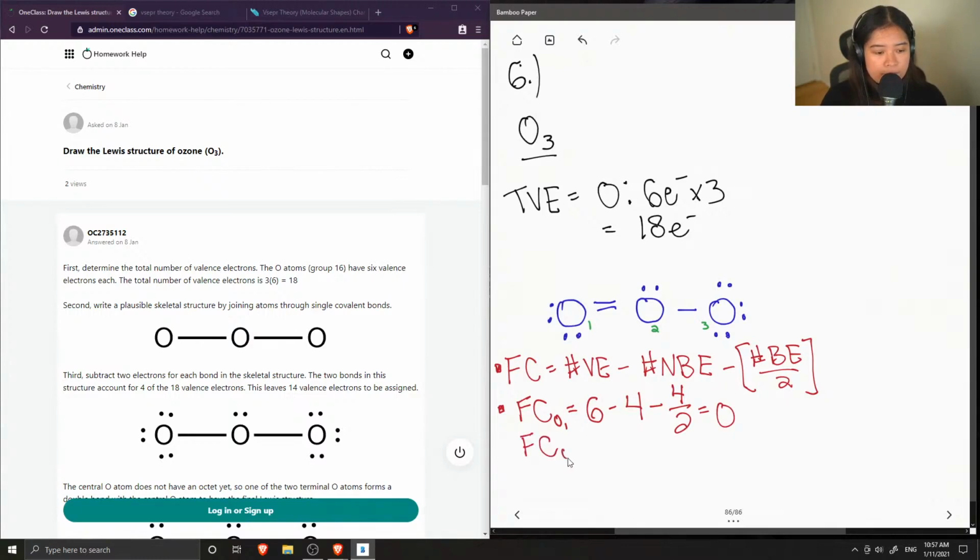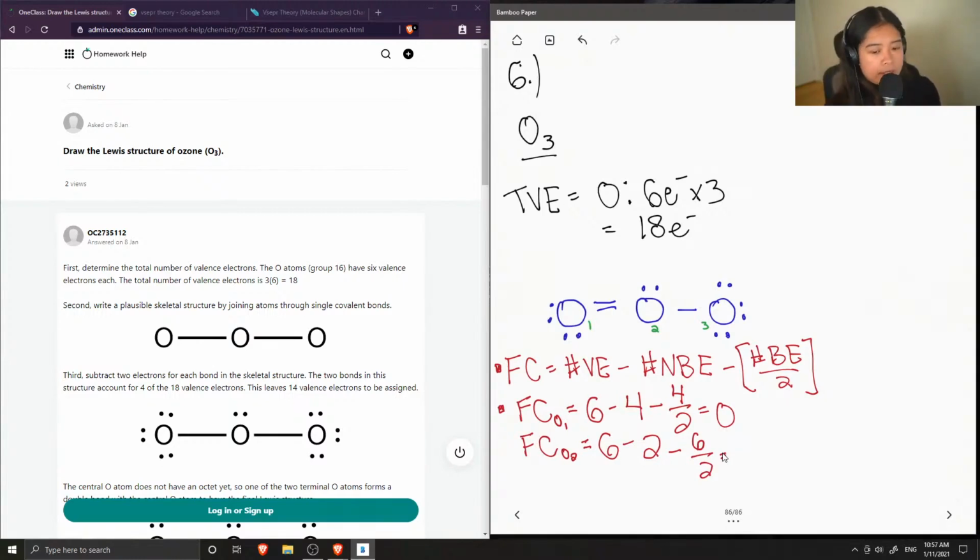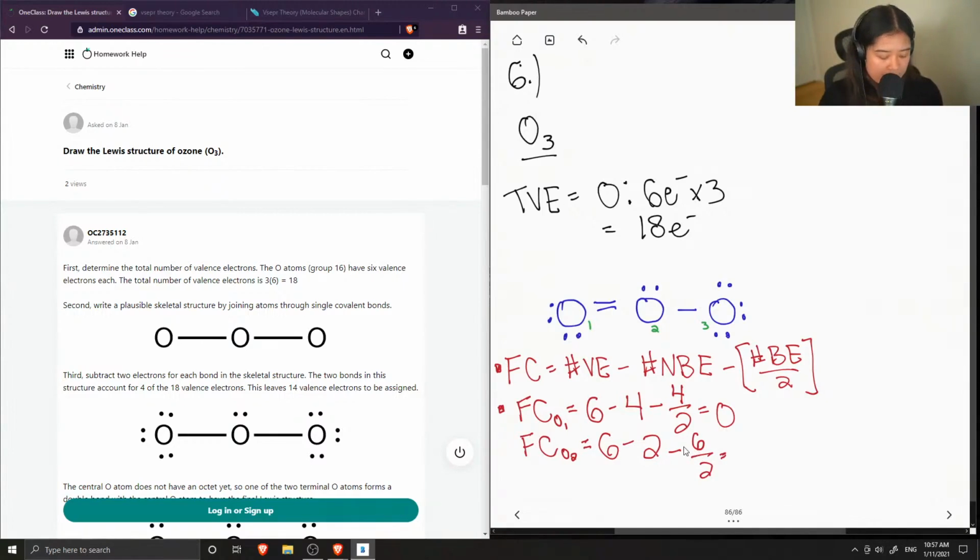So now let's calculate the formal charge of our second oxygen atom. There are still 6 valence electrons. And there is only 1 lone pair, so there are 2 non-bonding electrons. And there are 3 bonds to the middle oxygen, so we have 6 bonding electrons divided by 2. And this gives us 6 minus 2 minus 3, which is positive 1. So we know that our middle oxygen has a +1 charge. Let's just draw that in.